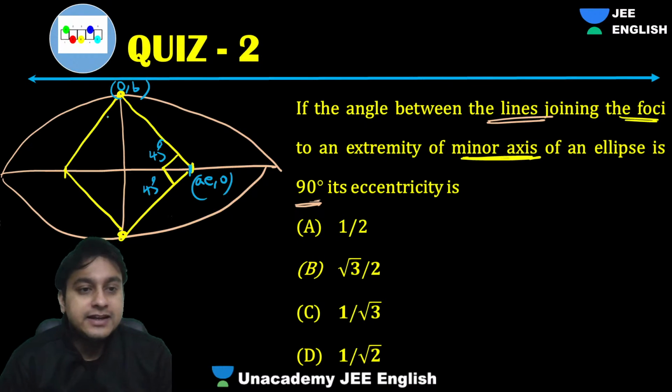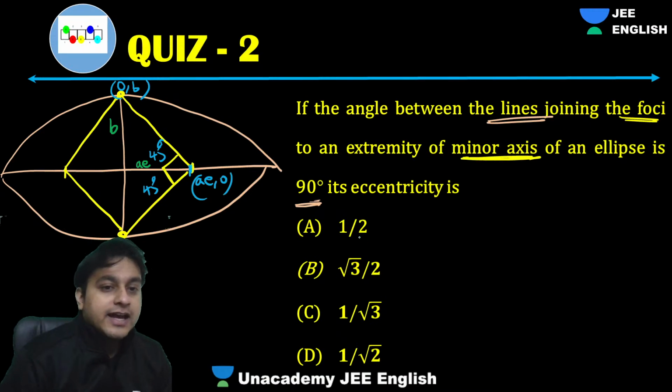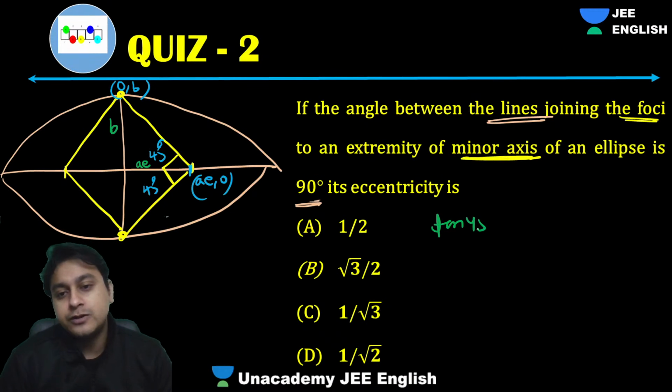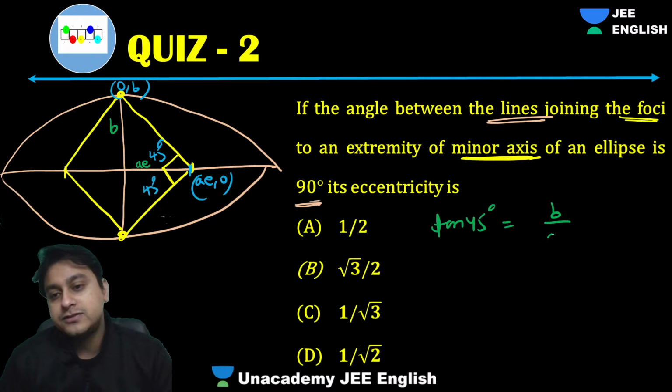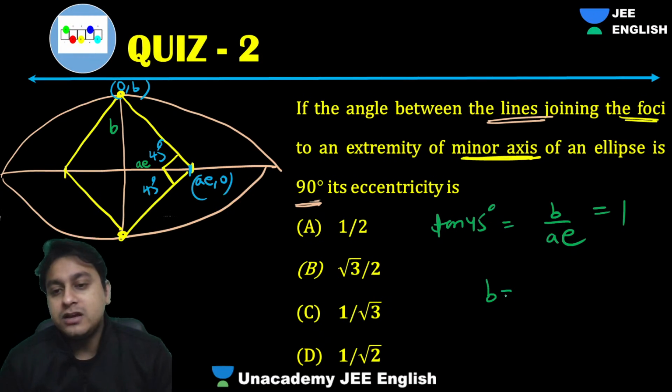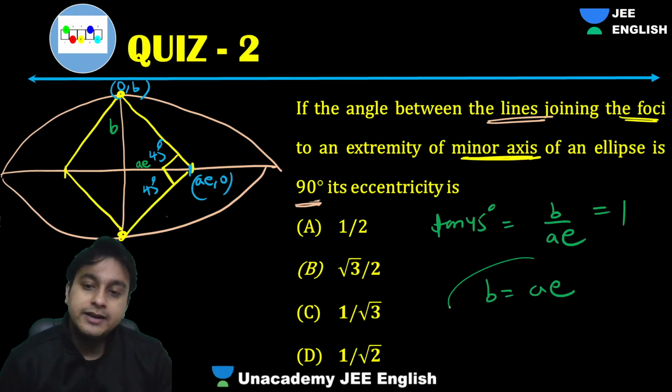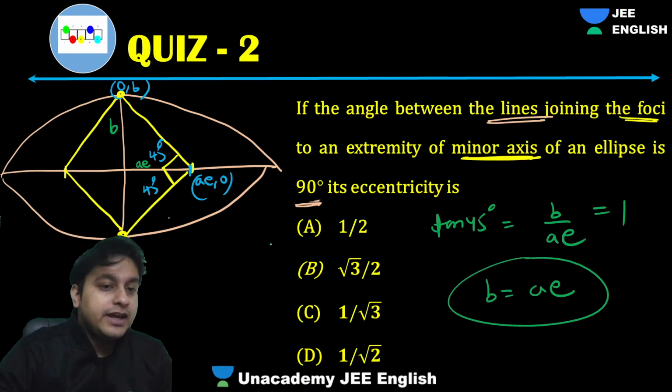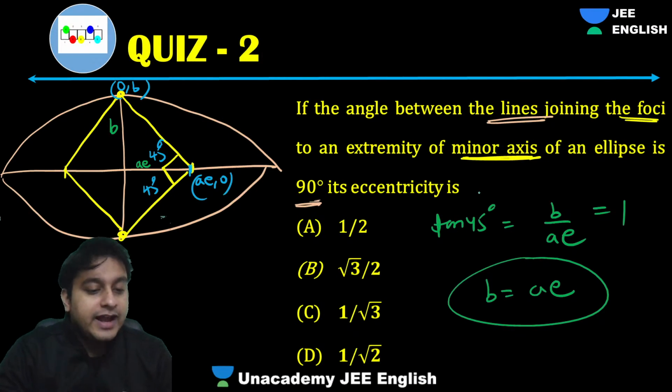So guys, we can see here that this height is b, this length is ae. Can I say, guys, tan 45 equals perpendicular upon base? Tan 45 is 1. So we'll get b equals ae, guys. Right? We got b equals ae, isn't it? And now we can easily calculate the eccentricity.